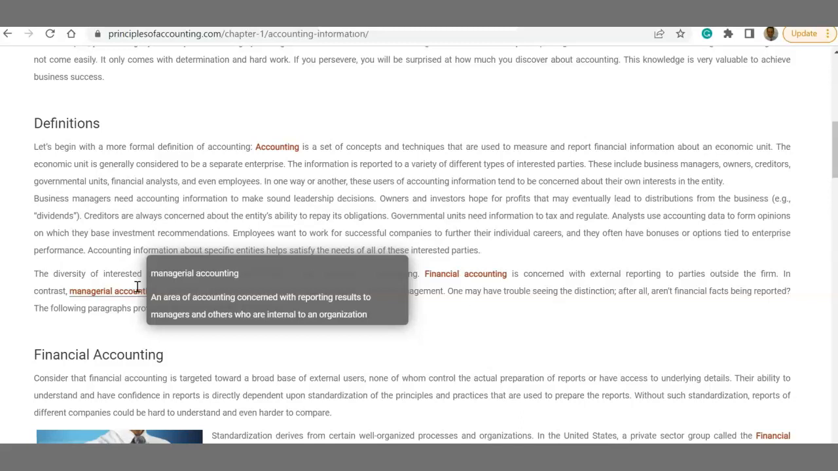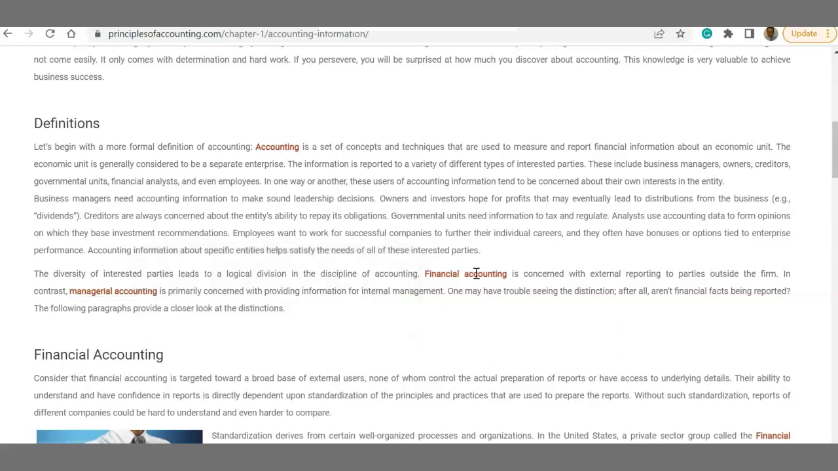giving them a chance to make a good decision for the next action, that is, how to run the business and how to stay profitable and successful. So financial accounting is for outsiders, managerial accounting is for insiders.